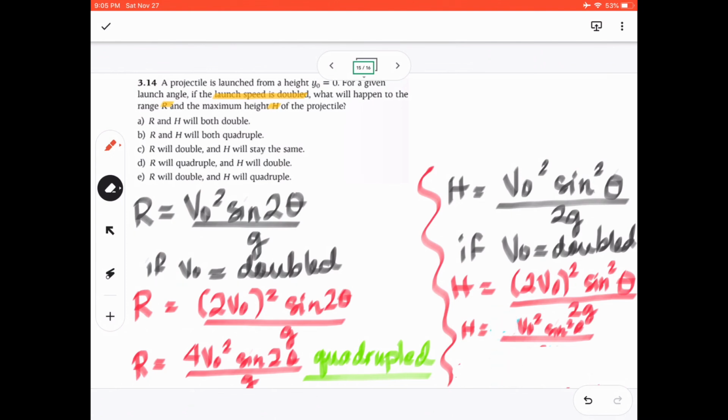So this will be 4V0 squared over 2g. This is the original formula. What did we do to the original formula? We multiplied it by 4, so it also has quadrupled. So both of them have quadrupled. So what's the answer over here? Quadruple and quadruple, so letter B.